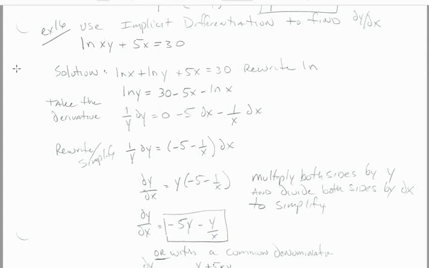So remember, for the derivative of y, we always have to write a dy with it. The derivative of natural log of y is 1 over y times dy. The derivative of 30 is 0. The derivative of 5x is 5 dx. Minus natural log of x: the derivative of natural log of x is 1 over x dx. Remember, every time we take the derivative with respect to x, we'll write it dx. Anytime we take the derivative with respect to y, we're going to write it as dy.